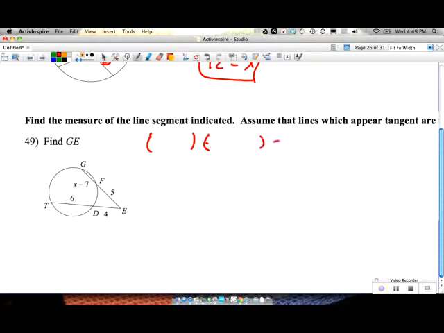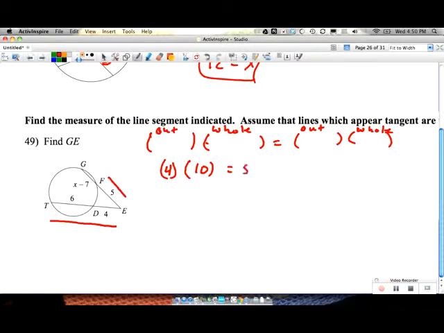This next one's a little more complex. Again, we start with that general template, two things multiplied equals another two things multiplied. Okay, so when we have that, this is always going to be the outside times the whole thing equals the outside times the whole thing again. Alright, so the outside for this first one is going to be 4. The whole thing from T to E is 10. On the other side, we have the outside is 5. But the whole thing this time is x minus 7.